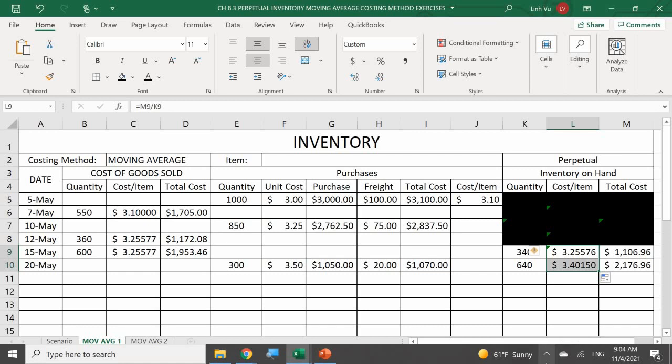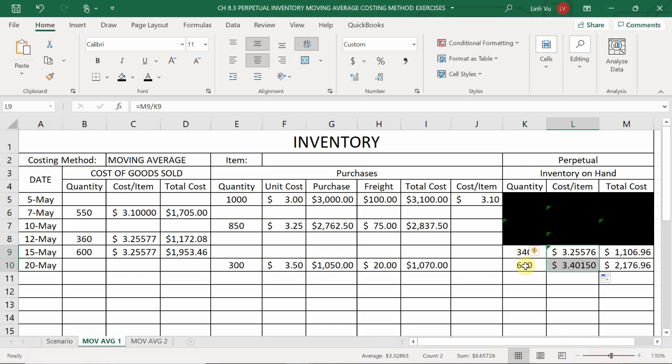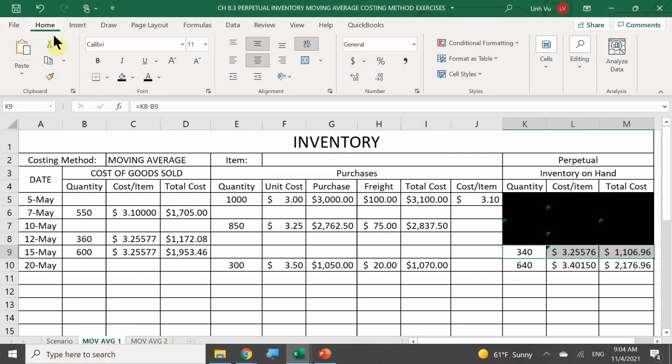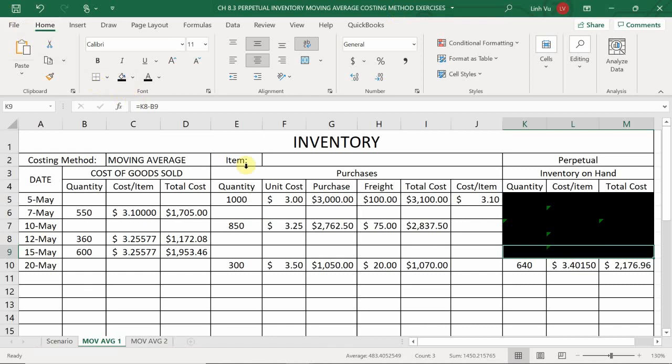So then now I need to recalculate my average cost per item, and that's going to give me $3.4150. Okay? So that brought my average pretty high up because I purchased these items pretty expensive, right? I went from buying them at $325 to jumping all the way up to $350. So that will also skew your average cost per item. Now, since I don't have this inventory anymore, I'm going to go ahead and block it off.